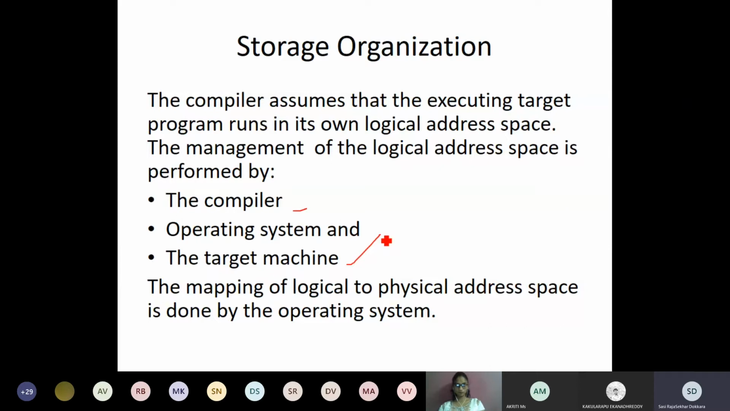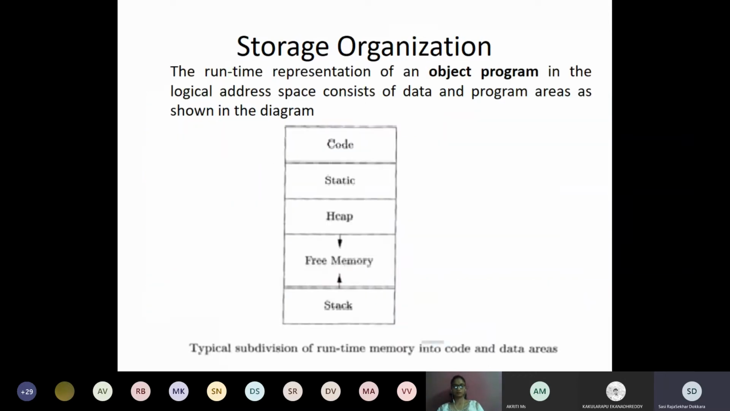Most of the mapping of the logical to physical address is done by the operating system, because the main memory is mostly under the control of the operating system. So it is the operating system which knows where the actual physical space is available, so that this logical program can be placed there, and it is the one which takes care of it.